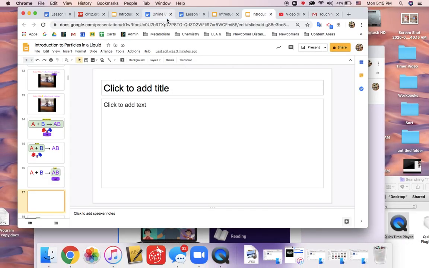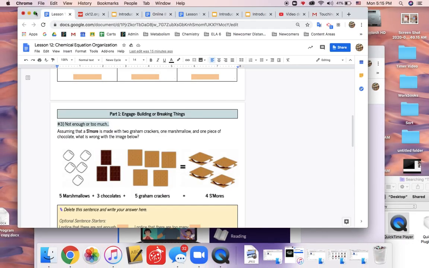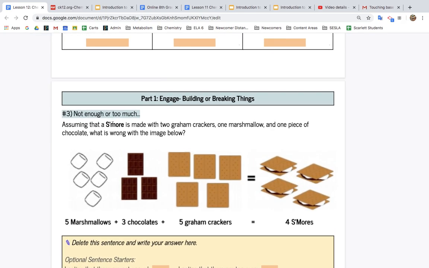Let's take a sneak peek at today's assignment. You're going to start by thinking about marshmallows, chocolates, and graham crackers as reactants that create a product of s'mores. You might notice there's something wrong with the number of marshmallows, chocolate, and graham crackers for these s'mores.